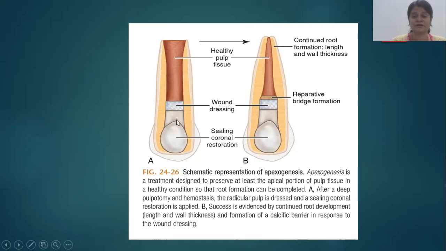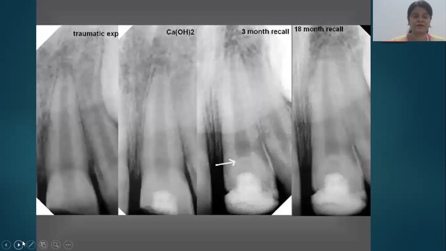After continued successful follow-up, we can see the formation of the root end is completed, and along with that, the thickness of the root dentin is also improved, and the crown-root ratio has considerably improved compared to the previous one.